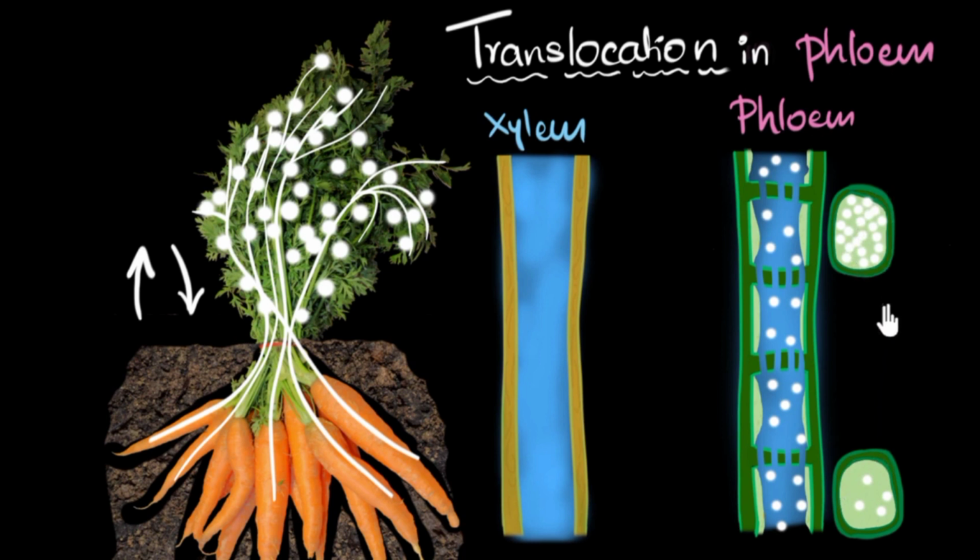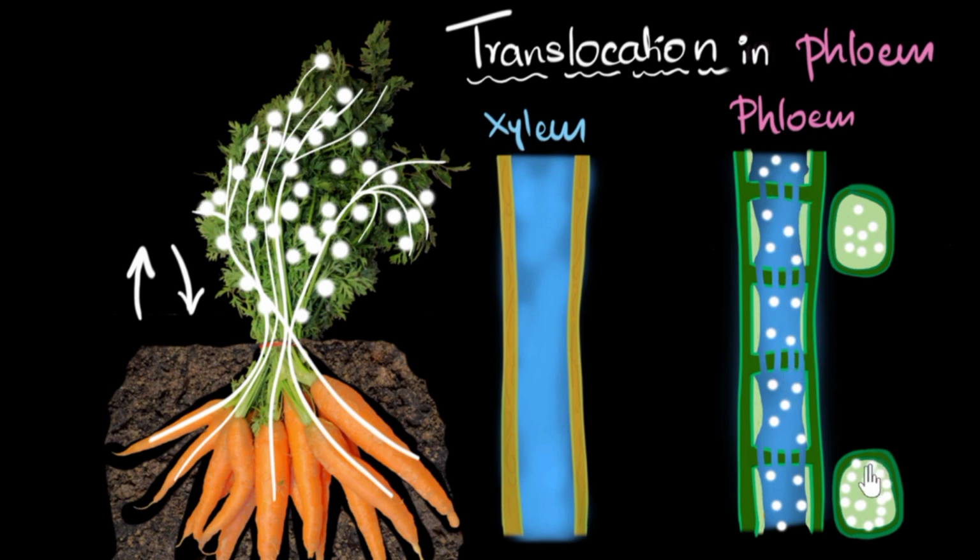Well, you can kind of guess the process. We take some of the sugars, put it into the phloem. Then we make sure it transports through the phloem till here. And then we remove the sugar and put it into this cell. That makes sense, right?